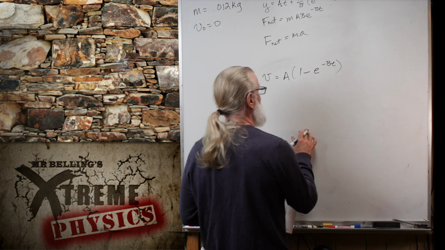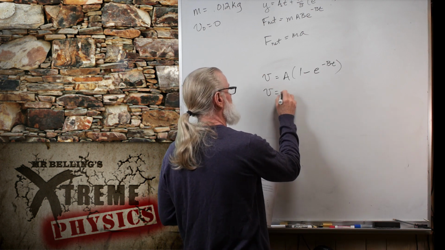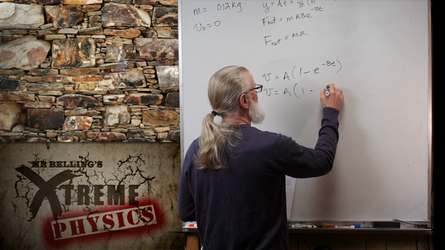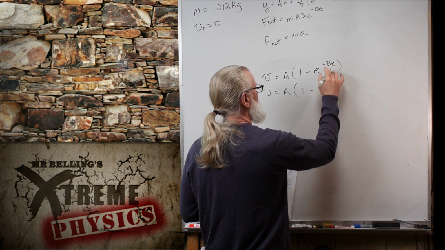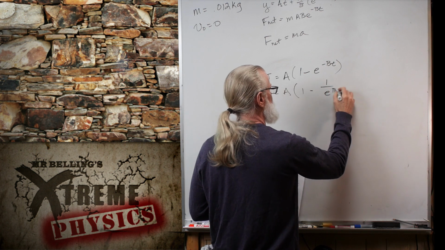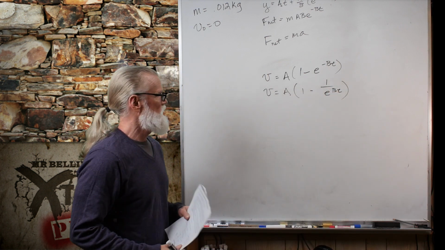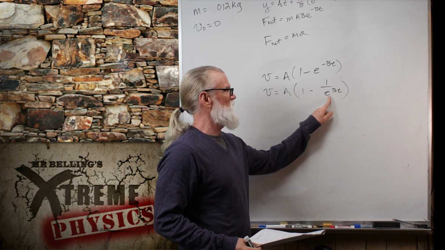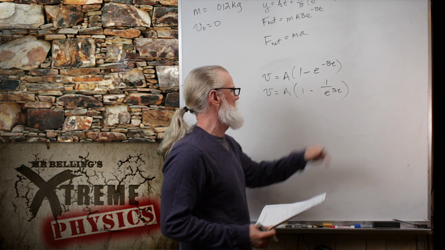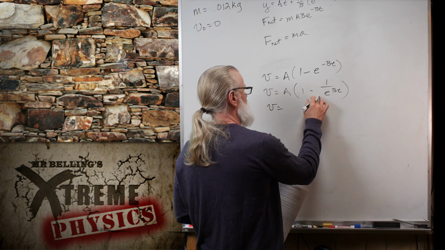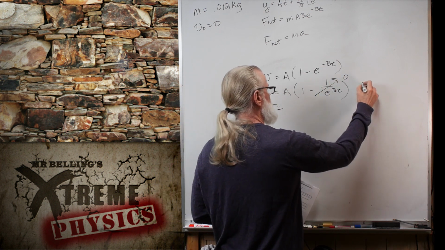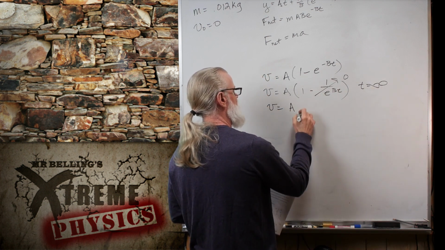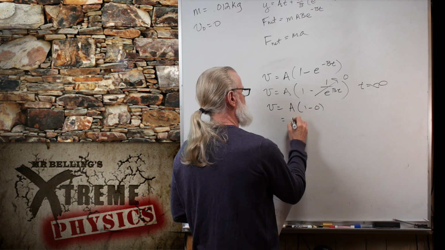That's as fast as it's going to go. So let me just rewrite this so it's easier to understand. Minus e to the, that means it's just a fraction, so that's e to the bt. When t becomes infinity, this number becomes really big. 1 over a really big number is 0, so that becomes 0 when t equals infinity. So therefore, v equals a times 1 minus 0, which is just a.